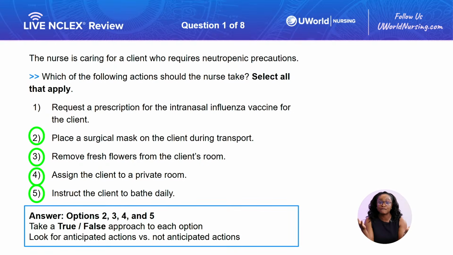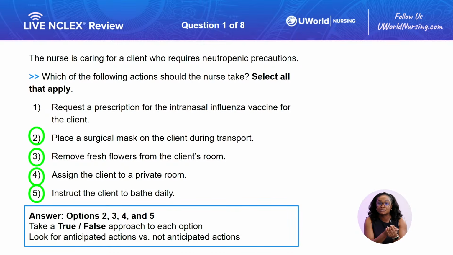germs stay outside of their room, which is why option 4 is a correct answer. You want to have them in a private room so they do not share any germs with anyone else. Keep their germs and their immune system intact with everything around them, but keep everyone else's outside, which is also why option 2 is correct. Place a surgical mask on the client during transport for whenever they do leave the room. You need to protect them from any droplet contact that they may come in contact with. So protecting them by wearing that surgical mask will help create a barrier from that. Option 3 is correct as well.